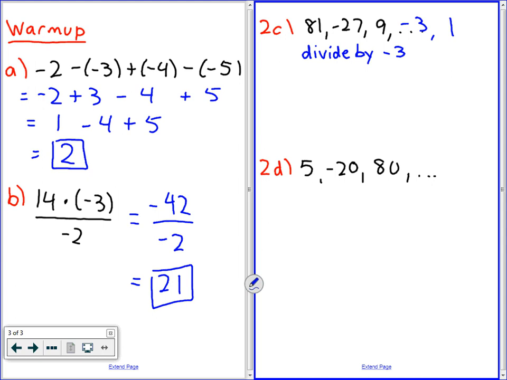Somewhere other than Zachary and Zoe, I appreciate your hard work, you two, but let's give it to somebody else here now. What's the pattern for this one? 5, negative 20, 80. Sorry, Reagan, go ahead. Multiply by negative 4. Very good.